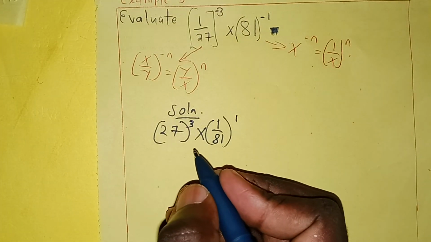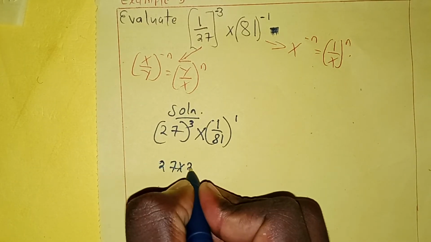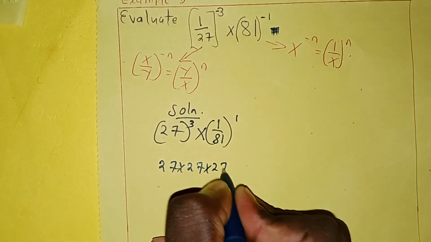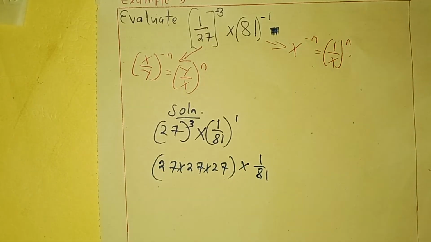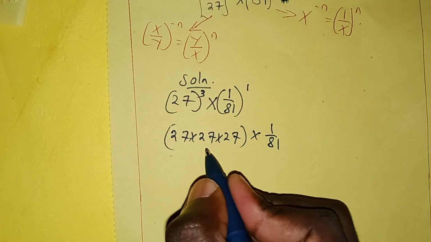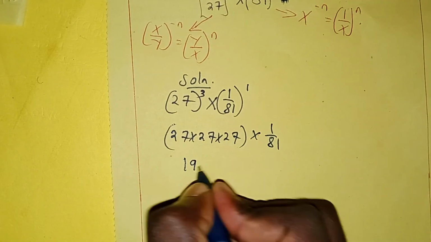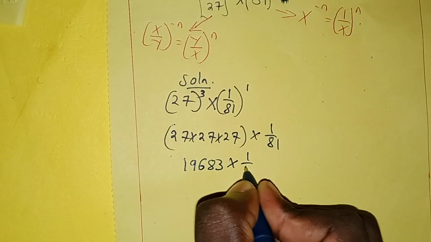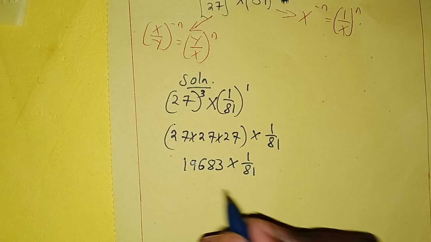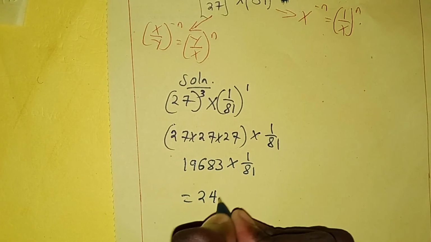So 27 cubed is 27 times 27 times 27, then times 1 over 81. So 27 cubed is 19,683 times 1 over 81. So when we simplify this, we'll get 243.